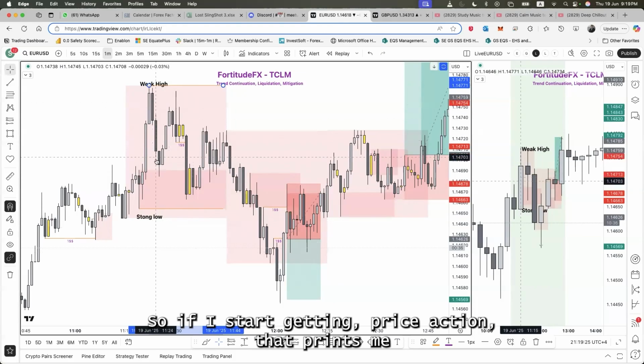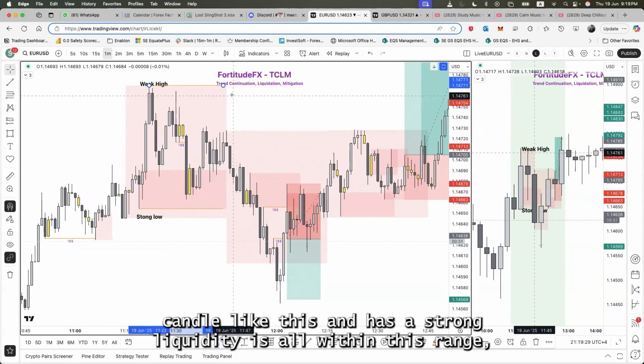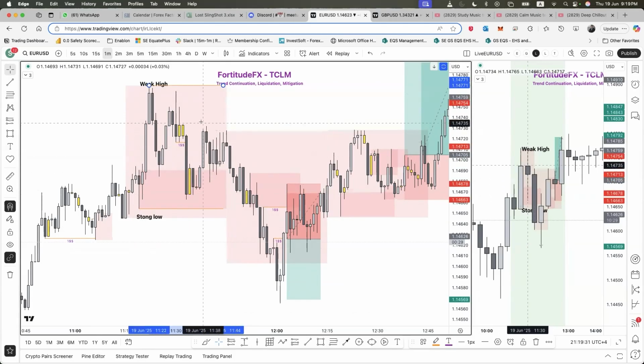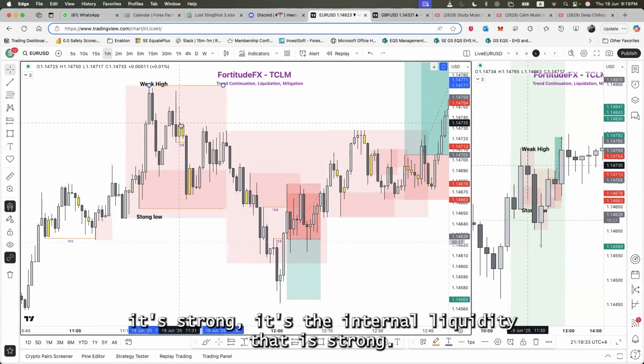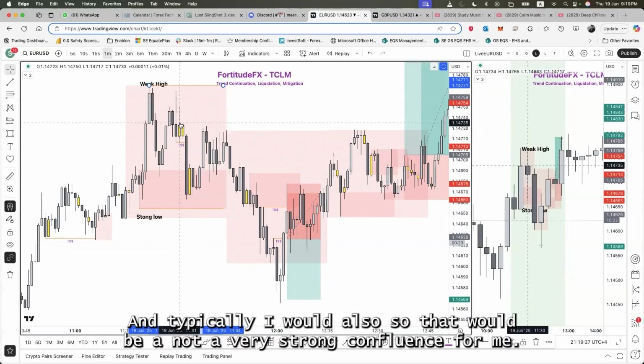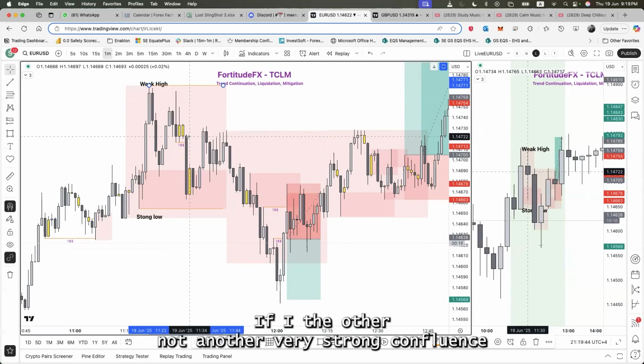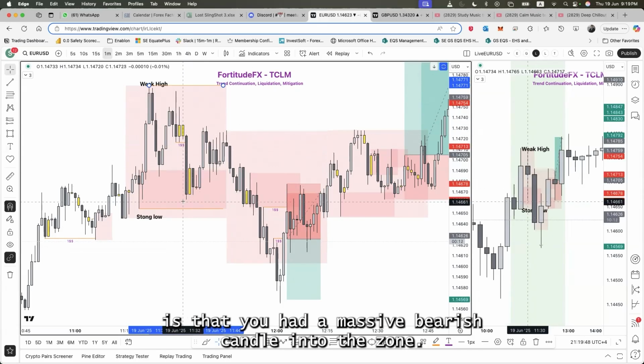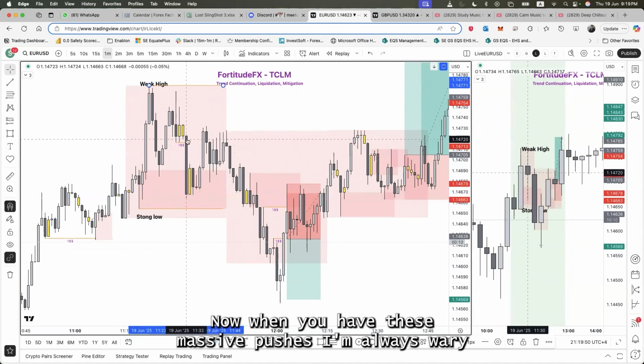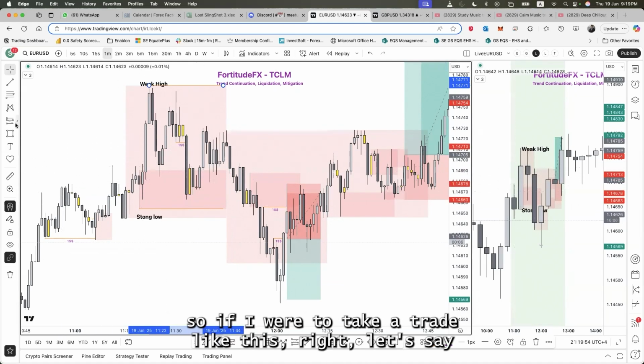So if I start getting price action that prints me a candle like this and has a strong liquidity, it is all within this range, which means even though it's strong, it's the internal liquidity that is strong. And that would not be a very strong confluence for me, right? The other not very strong confluence is that you had a massive bearish candle into the zone. Now, when you have these massive pushes, I'm always wary. So if I were to take a trade like this, right?